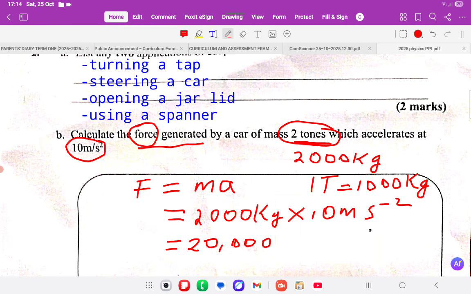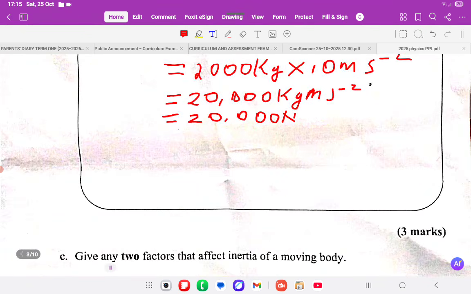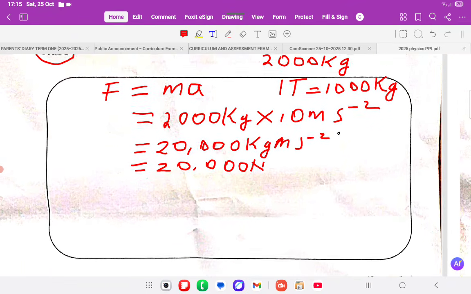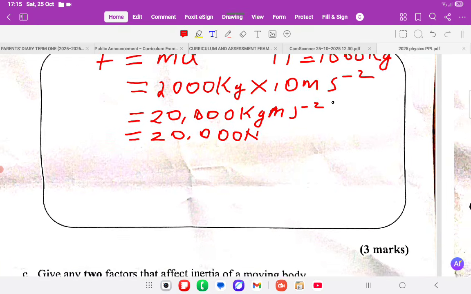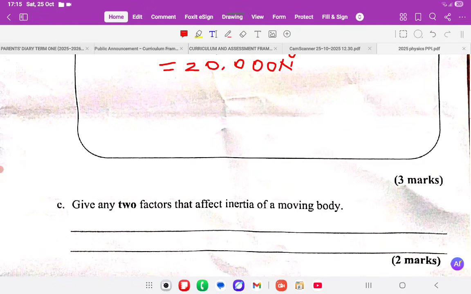So don't forget, we have 20,000 kg meters per second squared. Remember that the final unit of force is the newton, so you leave your answer in newtons. Also check that you have put all the important steps there. A total of 3 marks.